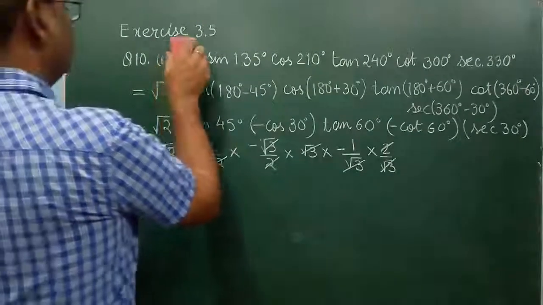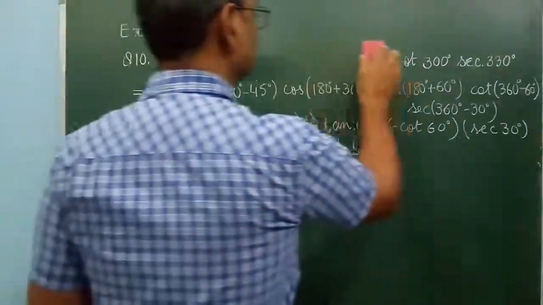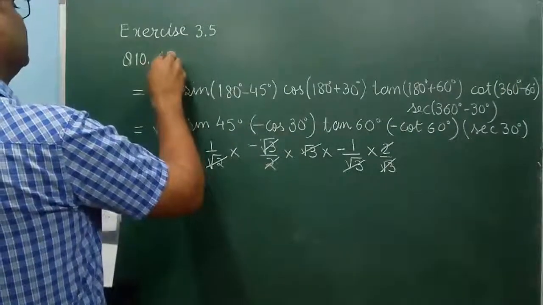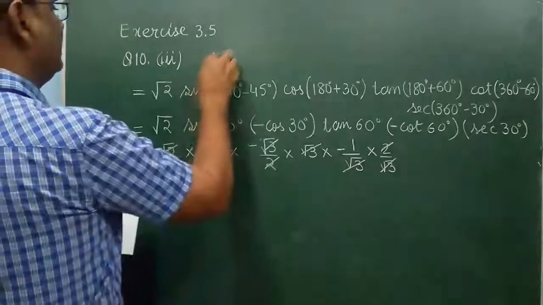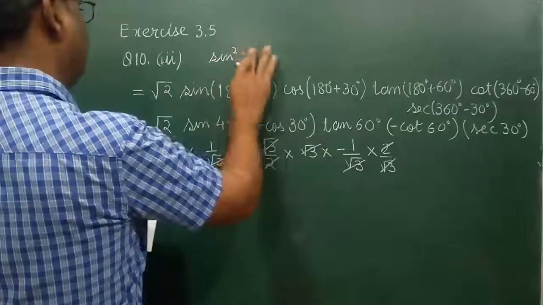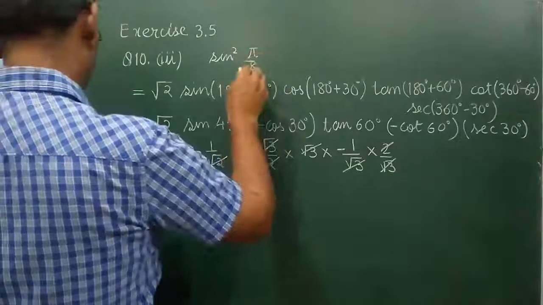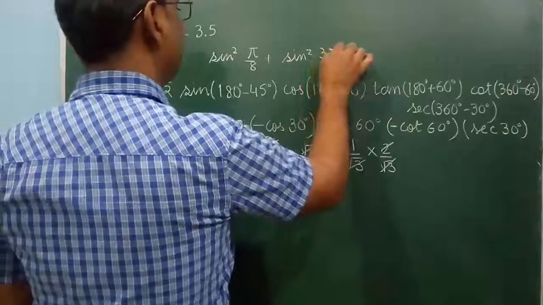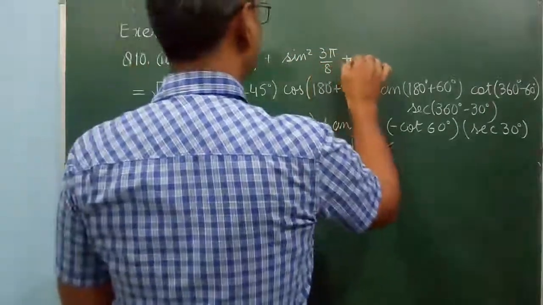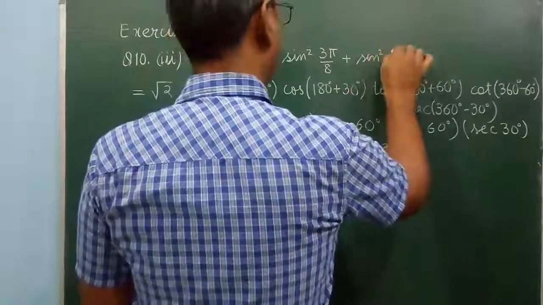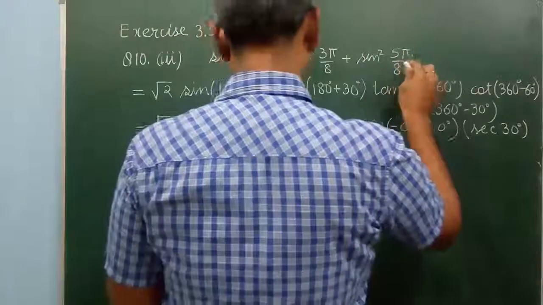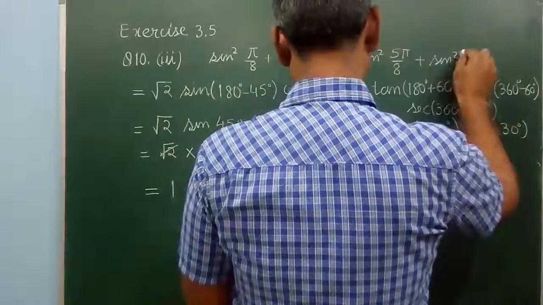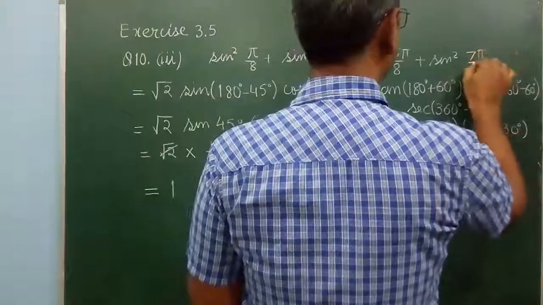Now we will be doing the third part. The third part is sine square pi by 8 plus sine square 3 pi by 8 plus sine square 5 pi by 8 plus sine square 7 pi by 8.